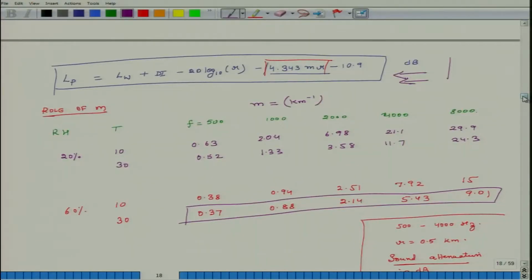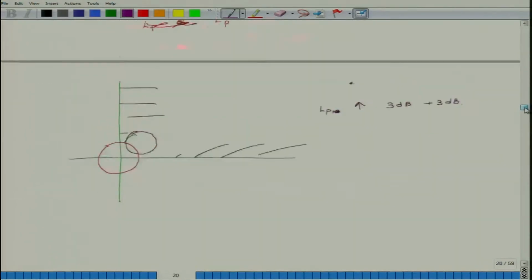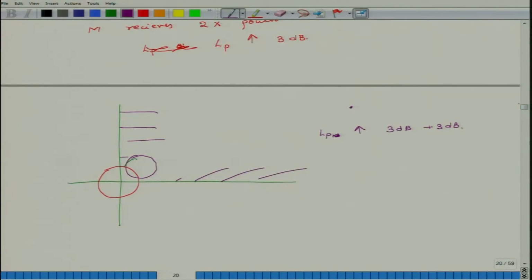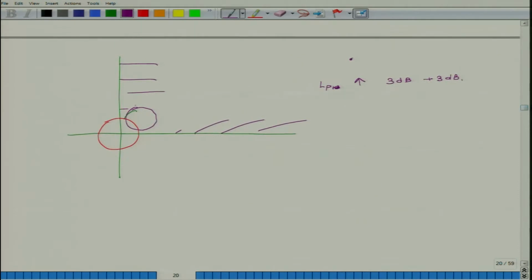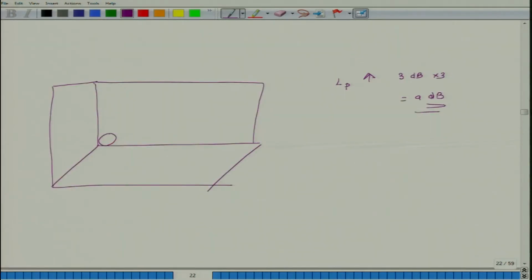If this object which is emitting W watts is placed on one reflecting surface, then I have to increase my decibel level by 3 more, and if it is located at the intersection of 2 reflecting surfaces, then I have to increase my decibel level by 6 extra decibels, and if there are 3 reflecting surfaces like this, then I have to increase it by 9 dB. So, reflecting surfaces also make the sound more directional, because they reflect and send energy in a particular direction.